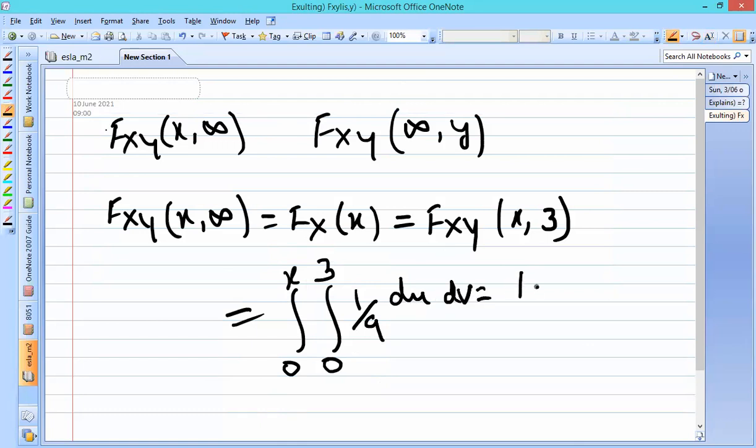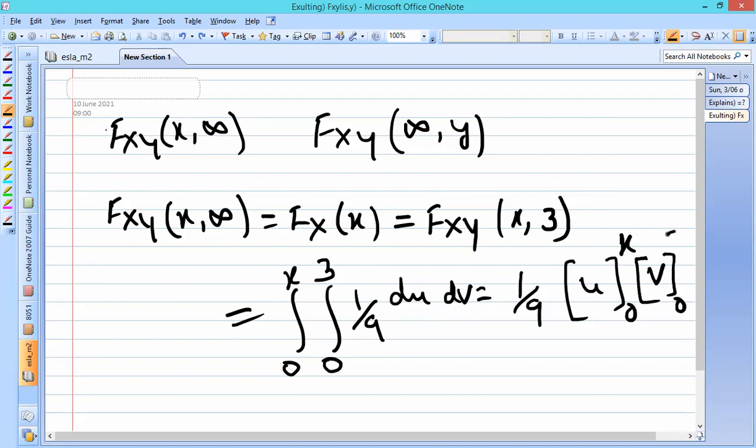So here 1 by 9. Integration of 1 with respect to u is u with the limits 0 to 3. So if you are writing x, you can write x with the limits 0 to x. Since I have integrated with respect to x, I'll be taking the integral range as 0 to x, and 1 with respect to v is v with the limit 0 to 3.